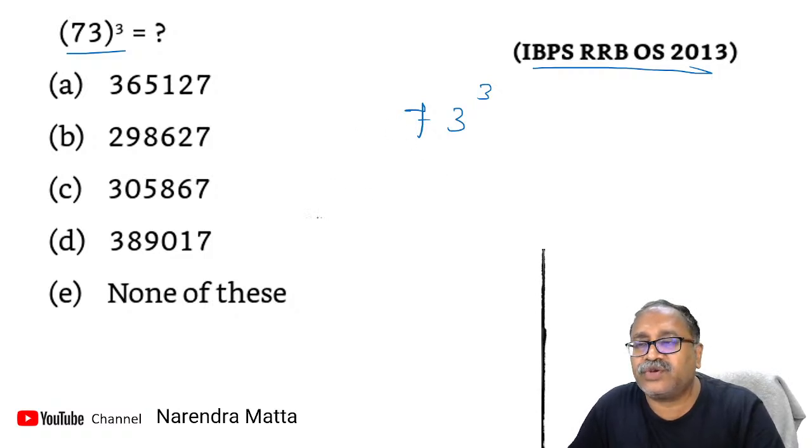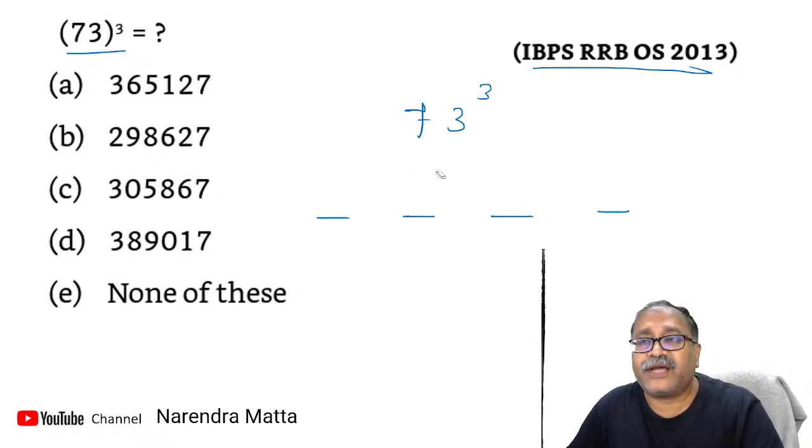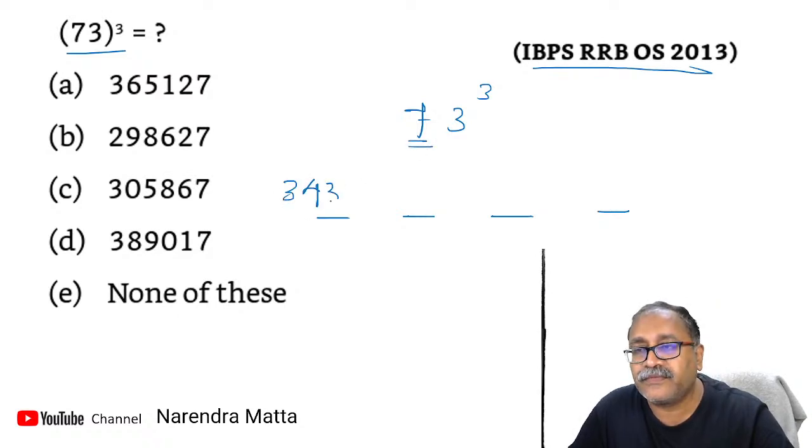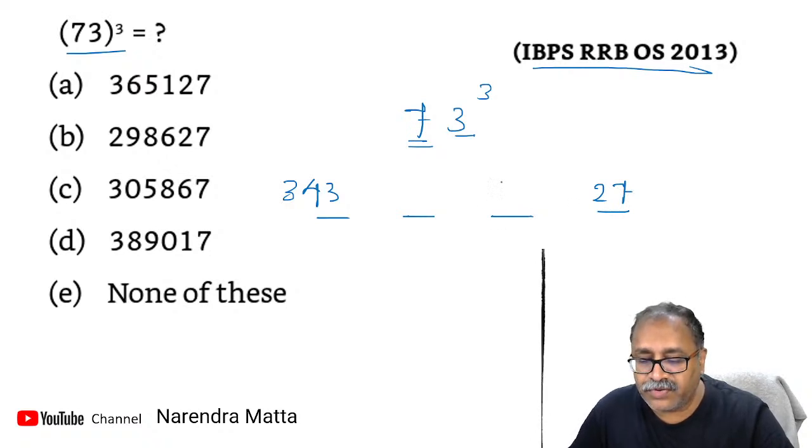So there should be 4 numbers: 1, 2, 3, 4. Whoever is there on the board, please respond. I am also doing along with you. The first number will be 7 cube, and 7 cube is 343. The next number will be 3 cube. 3 cube is 27. And we need to generate the two numbers here.